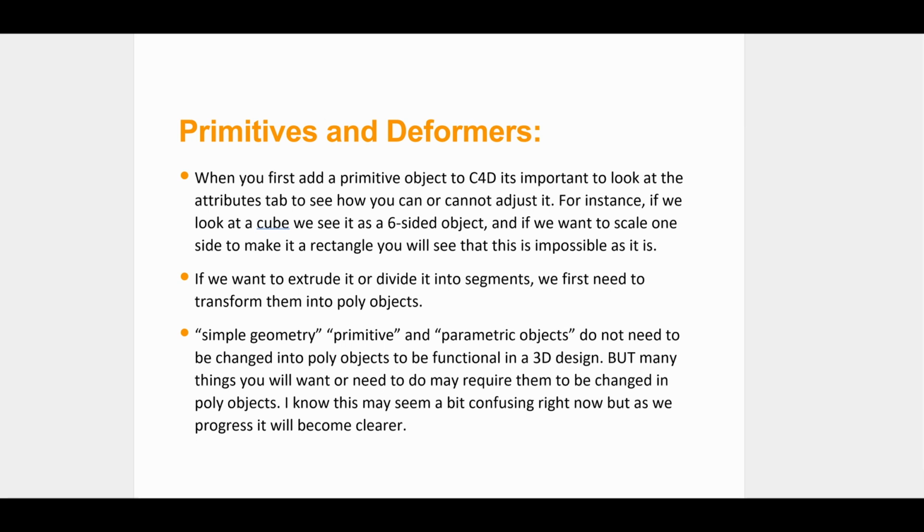If we want to extrude it or divide it into segments, we first need to transform these objects into poly objects. Simple geometry, primitive, and parametric objects do not need to be changed into poly objects to be used in Cinema 4D or 3D design, but many things you're going to want to do may require them to be changed to poly objects. I know this may seem a bit confusing right now, but as we progress it will become clearer. Let's jump into Cinema 4D and take a look.